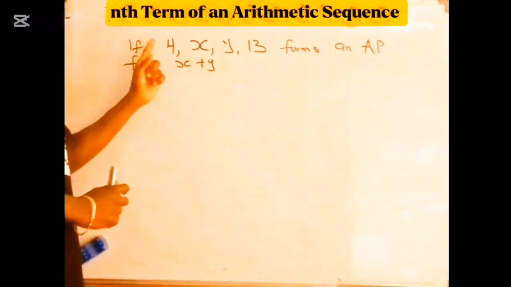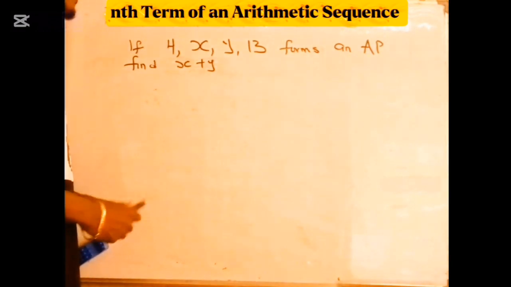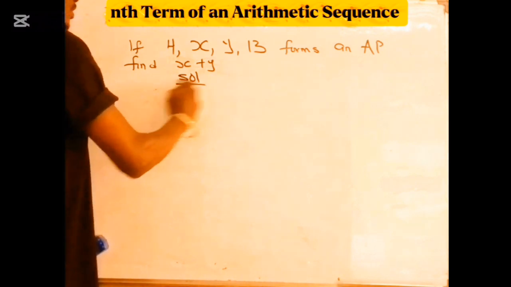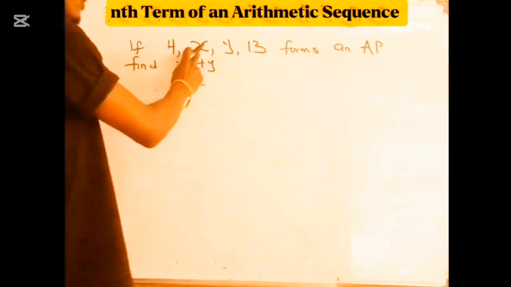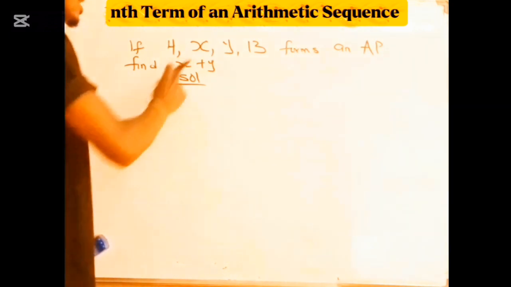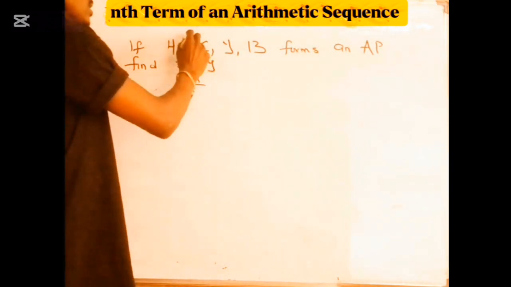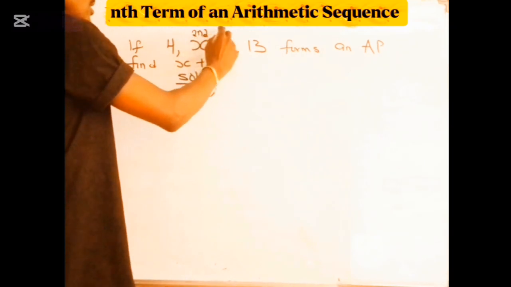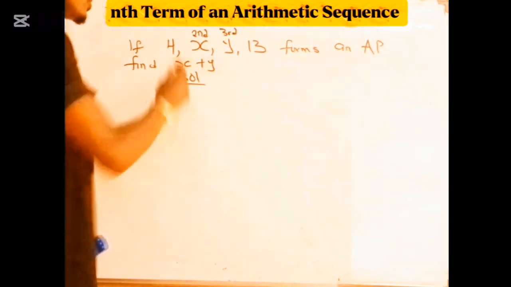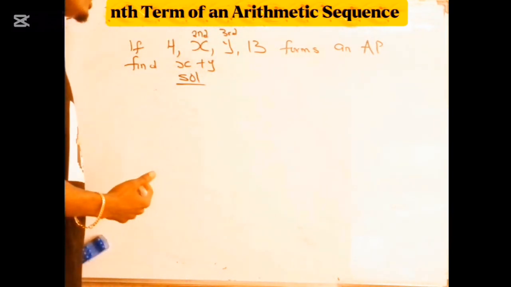If 4, x, y, and 13 form an AP, find x plus y. Solution. We are looking for x plus y, which means we must find x and y first. And if you see, x and y form the second and the third term of the AP, which means we must find the second term and the third term of the AP to get x.